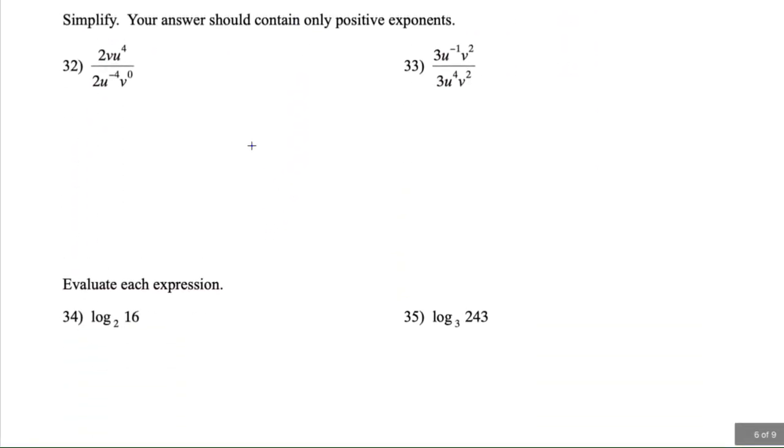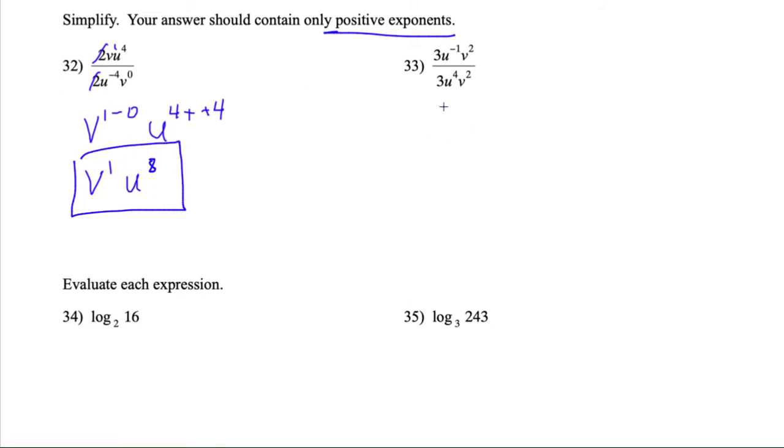Coming down here to number 32, simplify. Your answer should contain only positive exponents. Kind of cool. Okay, so whenever I divide these exponents, I'm really subtracting them. So first of all, 2 on the top, 2 on the bottom, those go away. Let's look at the v's. This was v to the power of 1, and then I'm going to subtract whatever I have in the bottom, 0. That's pretty straightforward. Let's look at the u's. u to the power of 4, I'm going to subtract whatever's on the bottom, subtract a negative 4. Well, that simplifies to v to the power of 1, which is just v, and then u to the power of 8, since negatives become positive. Final answer, done.